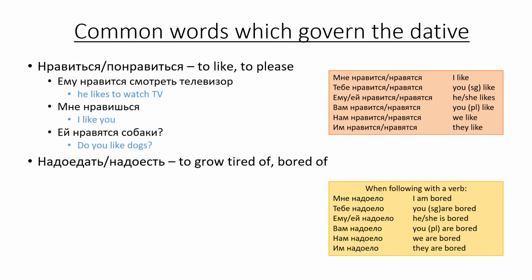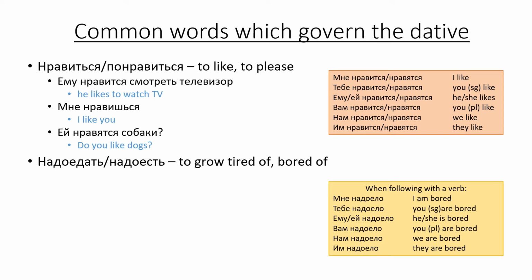Ему нравится смотреть телевизор. So remember, it's нравится because it's followed by the verb in the infinitive. So it pleases him to watch TV. Мне нравишься. You are pleasing to me, meaning I like you. Ей нравятся собаки.